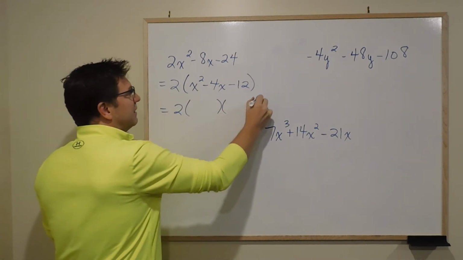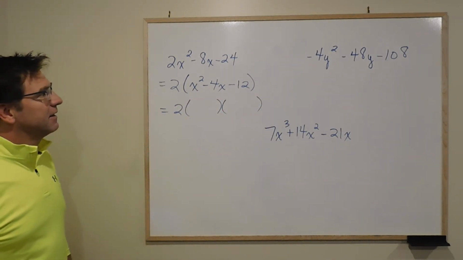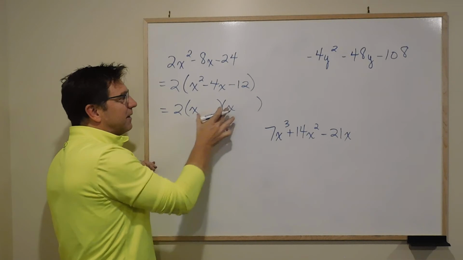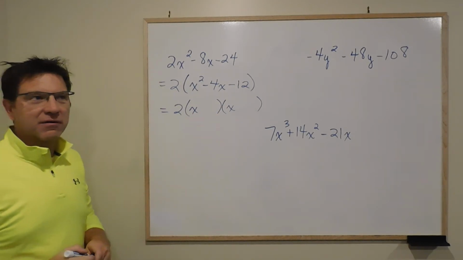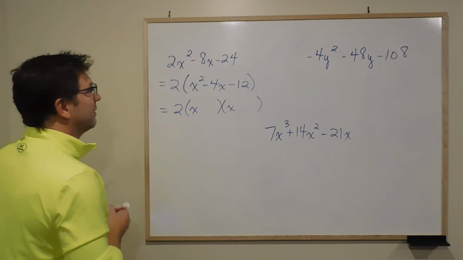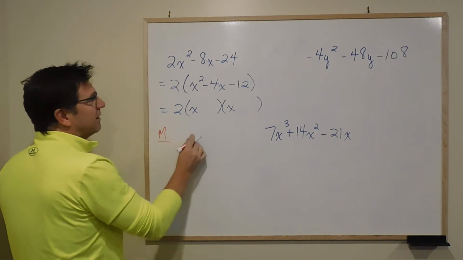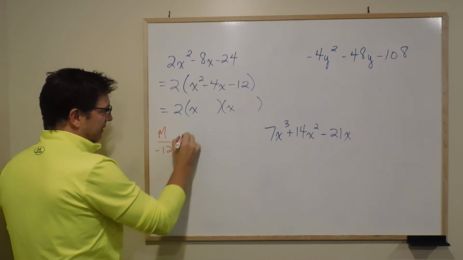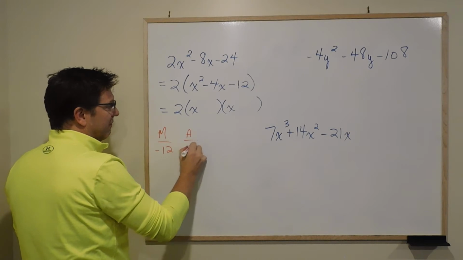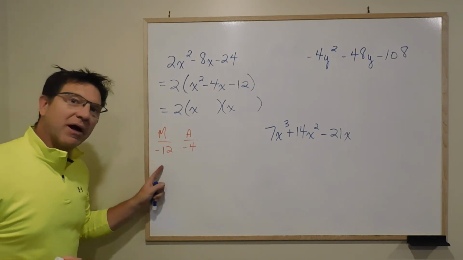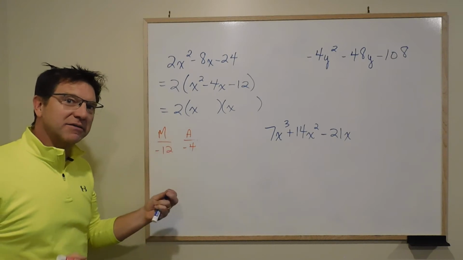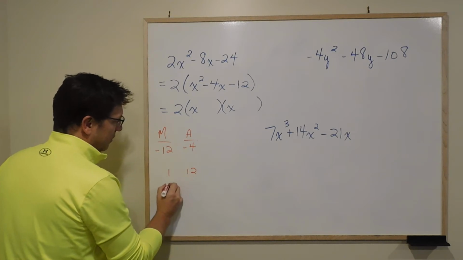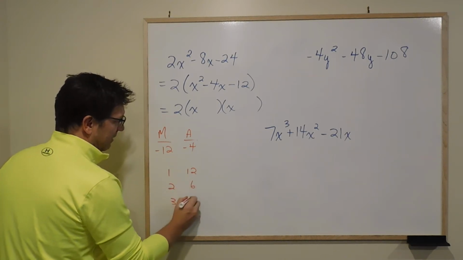I'm going to two brackets here. Okay? And, well, the first one is always x and x. That's how I get x squared, is x times x. And then I'm looking for, let's grab the red here. I'm looking for two numbers that multiply to give me negative 12 and add to give me negative 4. Okay? Now if they're going to multiply to a negative, you know that it has to be a positive number times a negative number. So my options are 1 times 12, 2 times 6, and 3 times 4.